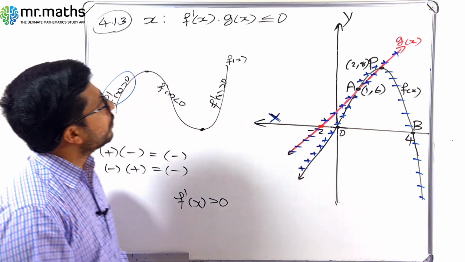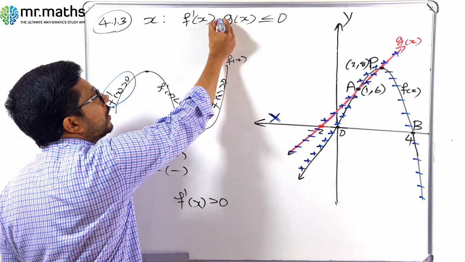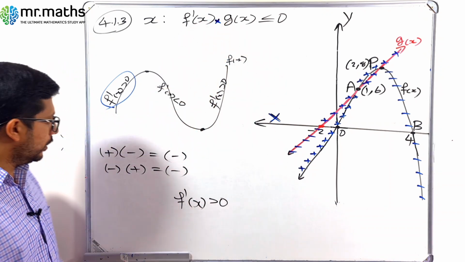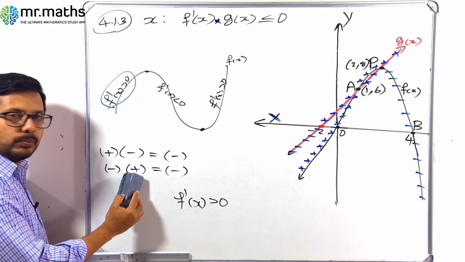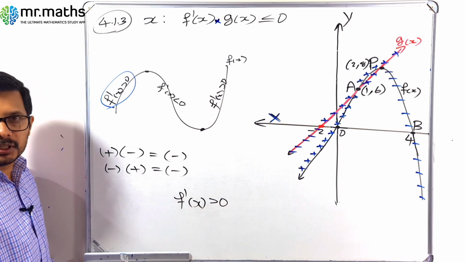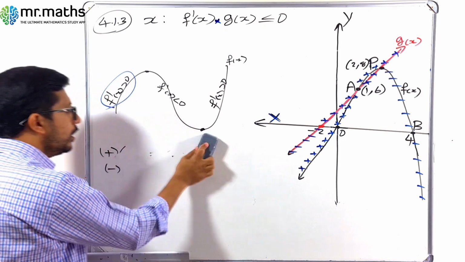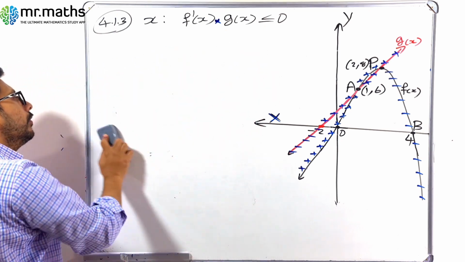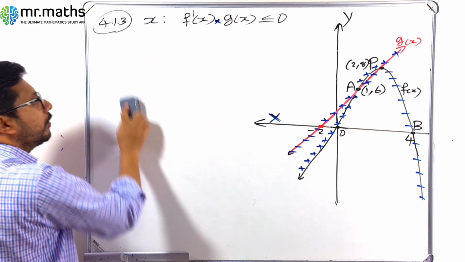Now multiply these two graphs. Here this dot means these two graphs are multiplied. So we want one positive and the other one negative, or negative and positive. One positive, the other one negative, or negative positive, like that. So now look at that graph. What about that graph where one is positive and one is negative?